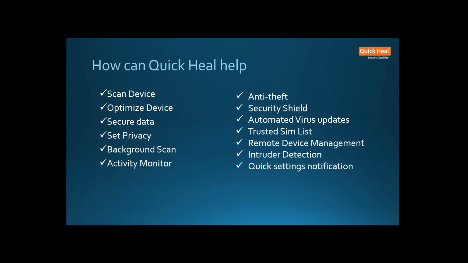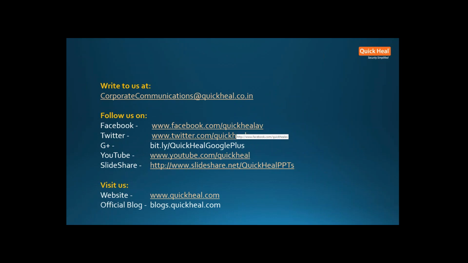Quick settings notification. Intruder detection, as I said, will check for intruders on your phone and will capture pictures of intruders. If somebody is trying to unlock your device by trying different passcodes or different passcode mechanisms, then after a few failed attempts, it captures the picture of the intruder of your device. Quick settings is a one-touch access system for various device settings such as Wi-Fi, Bluetooth, mobile data, brightness, and torch. Well, this brings us to the end of today's webinar.